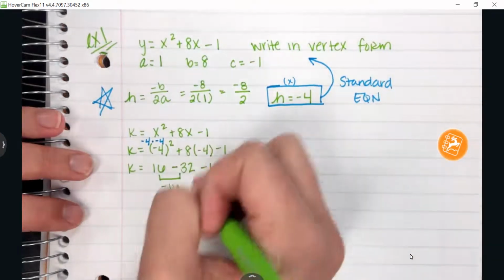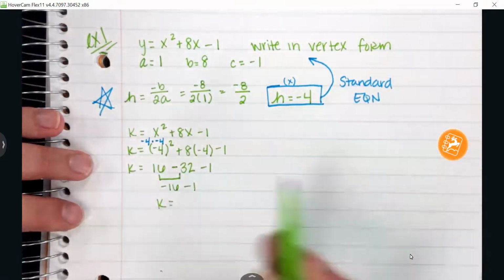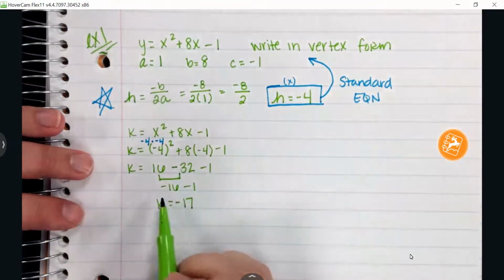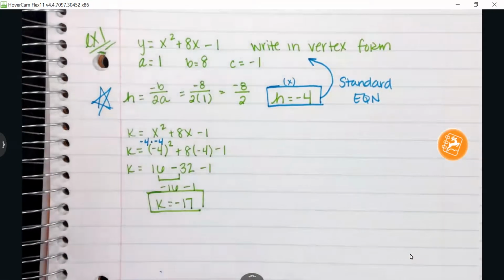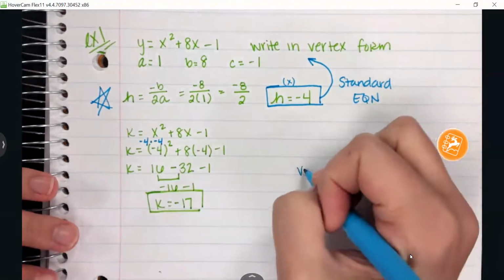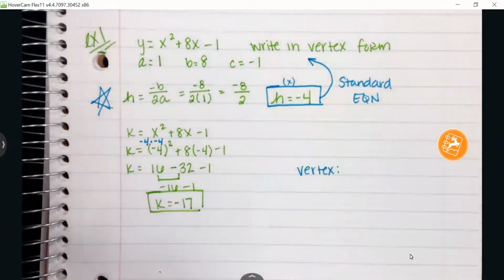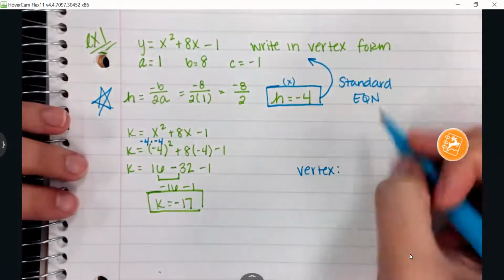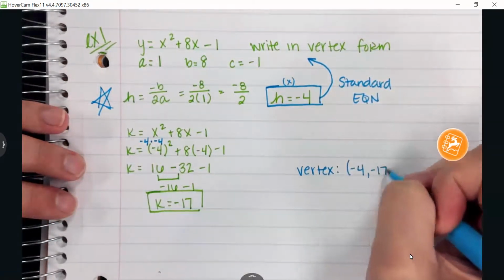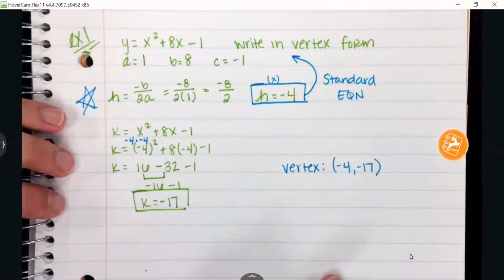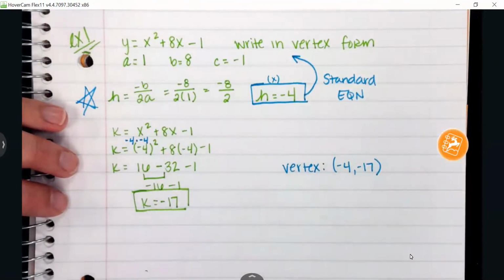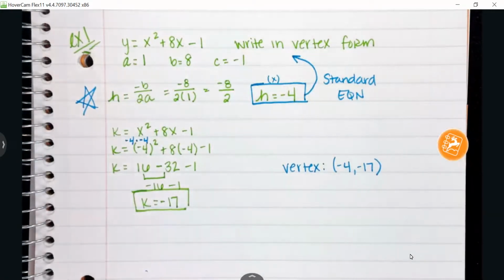Negative 16, and I have my minus 1, so what does K equal? Negative 17. Very good. So I can ask you a lot of questions now. First question I could ask you is, what is my vertex? H comma K. Negative 4, negative 17. Listen to my questions. What is the X value of my vertex? Negative 4. What is the Y value of my vertex? Negative 17. That's 3 questions I can ask already from this one question.